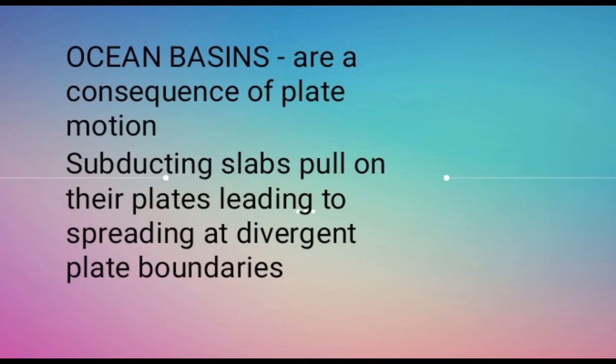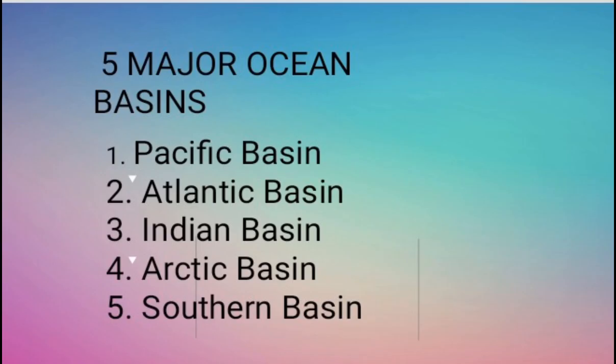Now let us find out what ocean basins are. Ocean basins are a consequence of plate motion. Subducting slabs pull on their plates, leading to spreading at divergent plate boundaries. The ocean basins are partially bounded by continents, but they are interconnected, which is why marine scientists refer to a single world ocean. There are five major ocean basins coordinating the major oceans of the world.